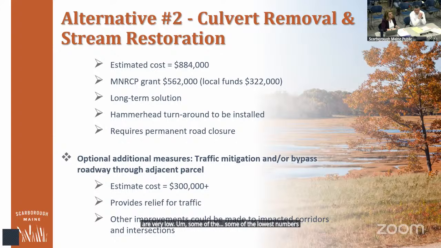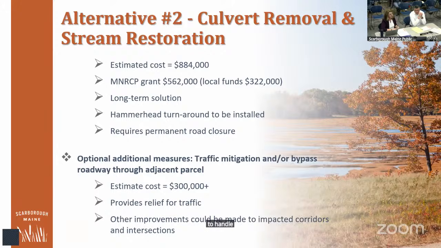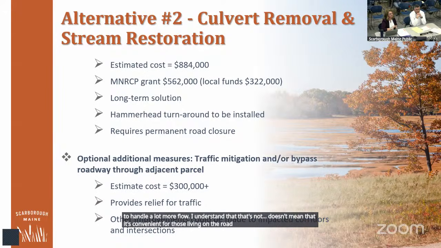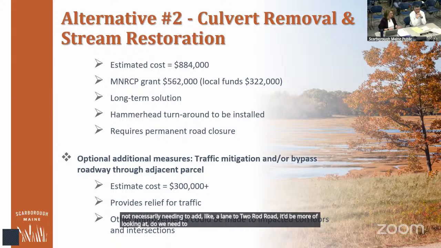So the roads themselves have capacity as public streets. They do have the capacity to handle a lot more flow. I understand that doesn't mean it's convenient for those living on the road. And so that's where, if the council chooses, we could look at things, not necessarily needing to add a lane to Two Rod Road. It'd be more of looking at, do we need to calm traffic? Are people going too fast?